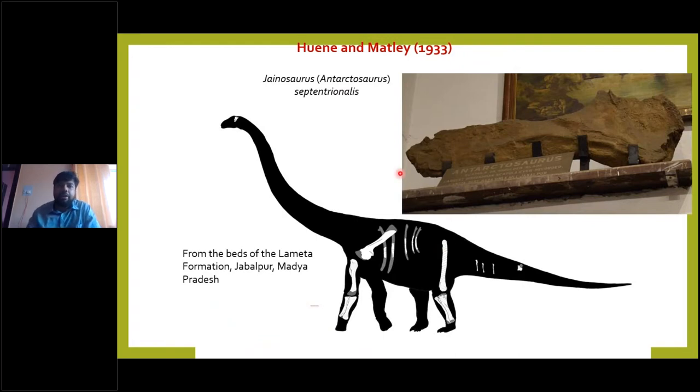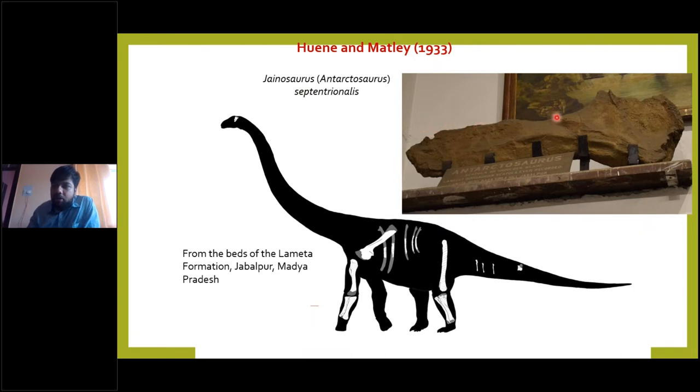And Huene and Matley, in 1933, described a titanosaur, and they described it as a species of Antarctosaurus, as Antarctosaurus septentrionalis. Antarctosaurus is a titanosaur genus from South America, but later it was found that this Antarctosaurus septentrionalis from India is actually a different species. So they provided a different name, that is Jainosaurus, after the great paleontologist Sohan Lal Jain.